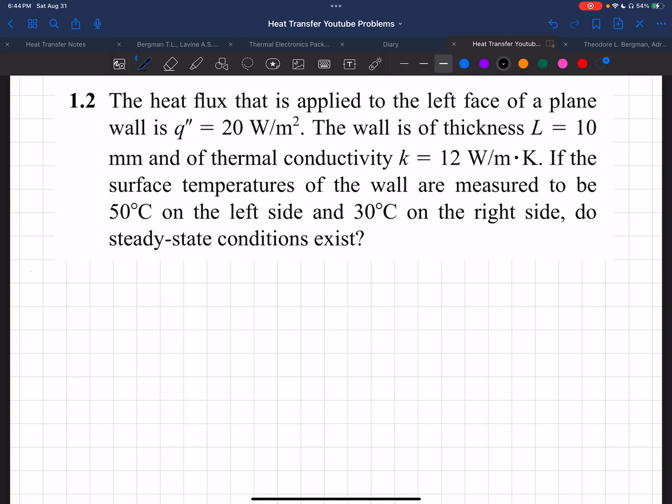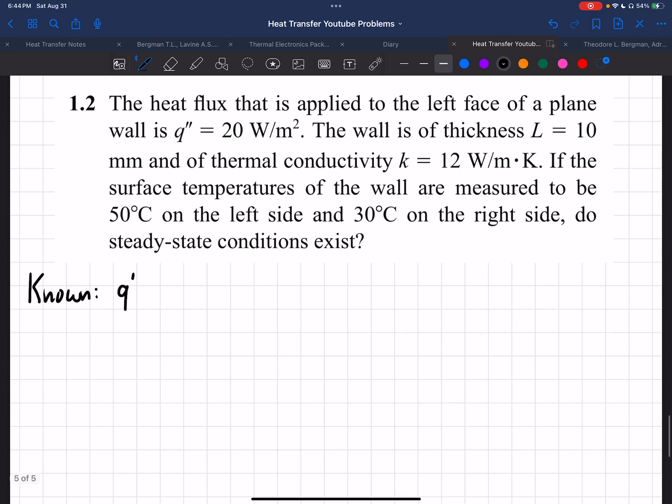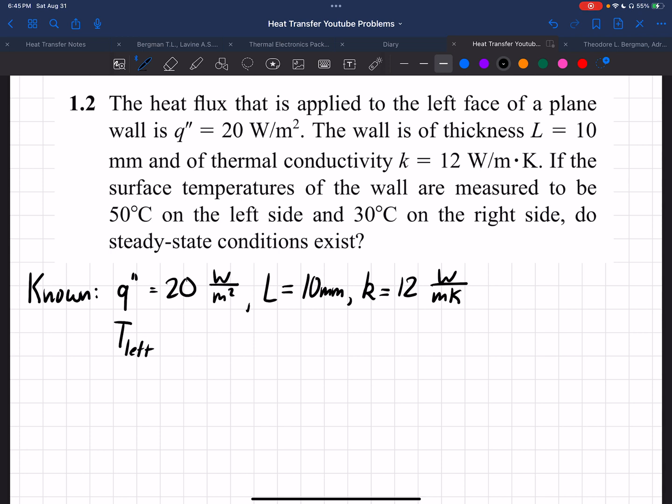So we're going to start with our usual format, and that is by writing down what are the knowns. So first off, we know that q double prime, or the heat flux, is equal to 20 watts per square meter. We know the wall has thickness L equals 10 millimeters. We know thermal conductivity is k equals 12 watts per meter Kelvin. And finally, we know that T left, the temperature on the left side, is 50 degrees Celsius, and T right on the right side is 30 degrees Celsius.